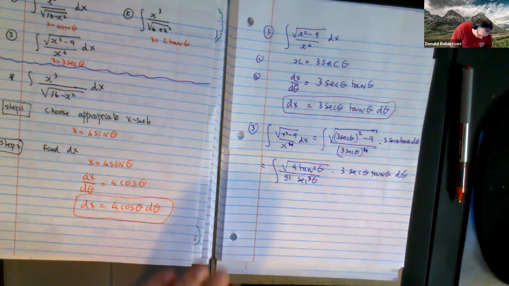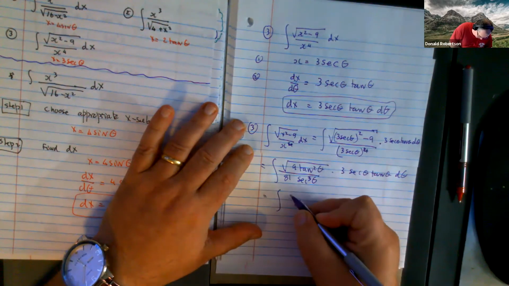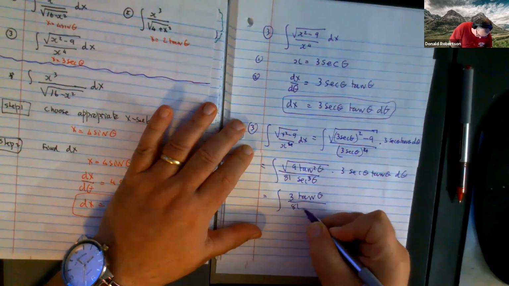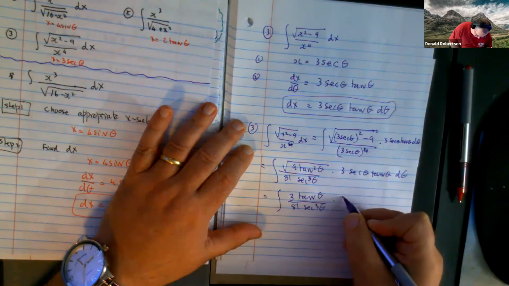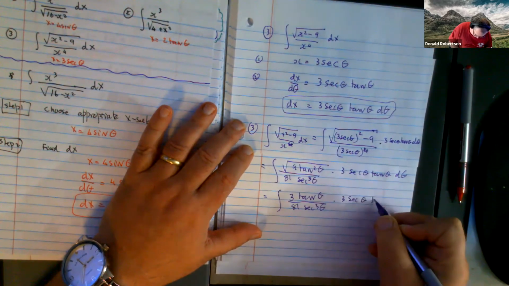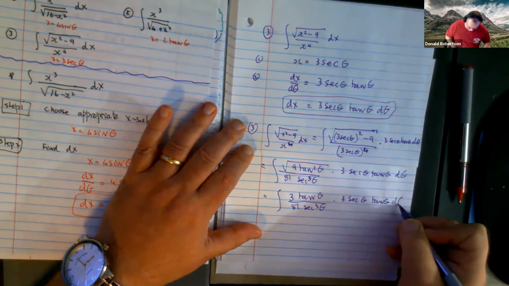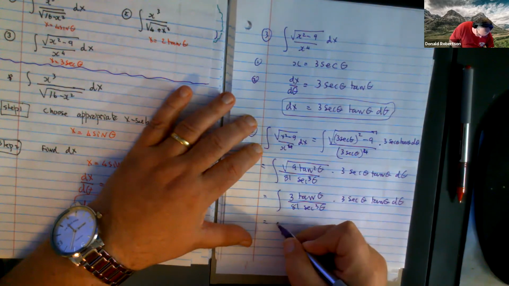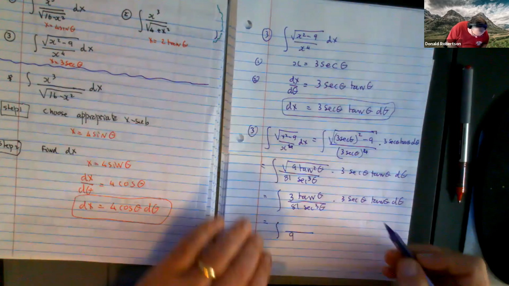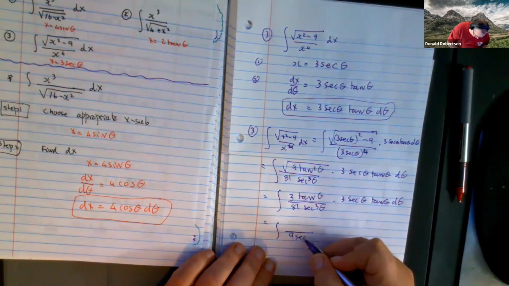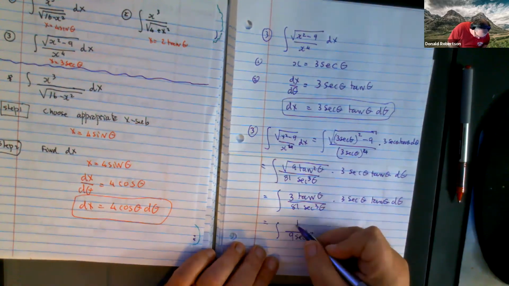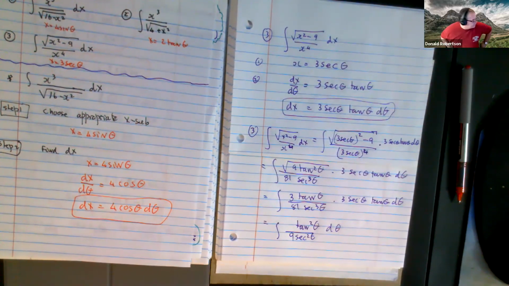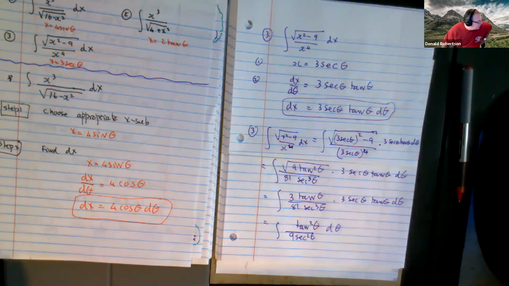Okay. Won't that top guy then become 3 tan theta? And 3 and 3 is 9, cancels with that guy, so you end up with a 9 on the bottom. A secant cancels out a little bit, so you end up with a secant squared. And on the top, looks like we've got a tan squared. Are we good so far?